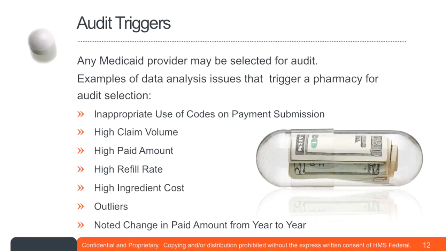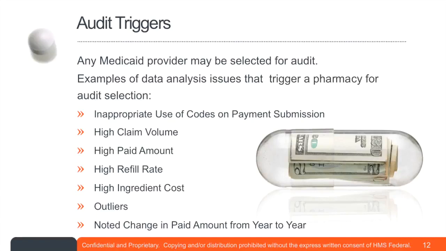In 2014, their claim volume for the year was 570,000 claims, and then in 2015 it was 1,500,000 claims. So when there's that change in claims, that's also a trigger, or claim volume. High paid amount. So the pharmacy may be selected for audit if, for instance, they're in the top 10 of paid out amounts for the year.